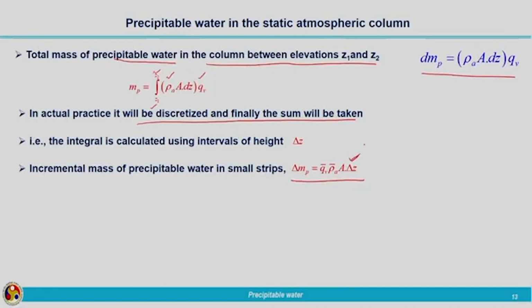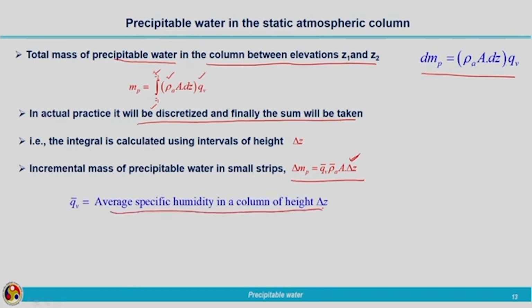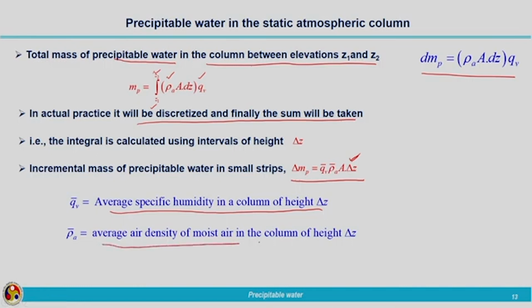So, this is an approximation only, but if we consider a small strip with a very small depth, even though it is an approximation, it will give you an accurate value. QV bar is the average specific humidity in the column of height delta Z, and rho A bar is the average air density of moist air in the column of height delta Z.